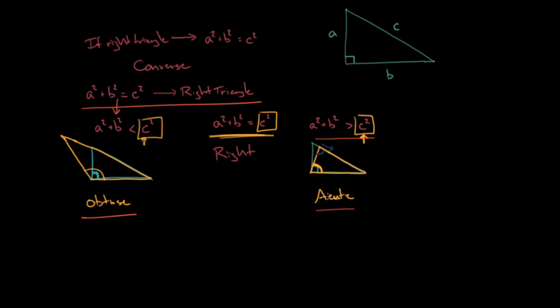So just by knowing the three side lengths of a triangle, I can always determine whether or not that triangle is acute, obtuse, or right based on how it fits into this kind of Pythagorean theorem idea here, where I square the two shorter sides and add them together and then compare them relative to the third side, the longest side.